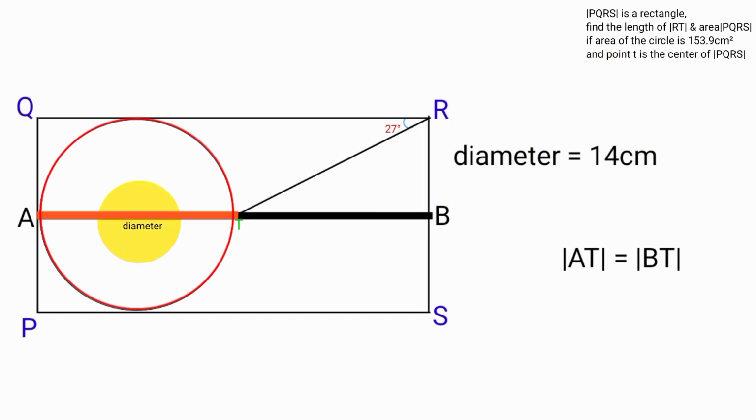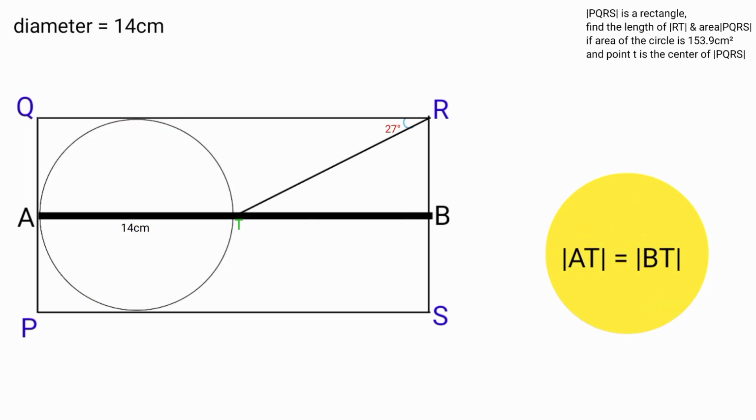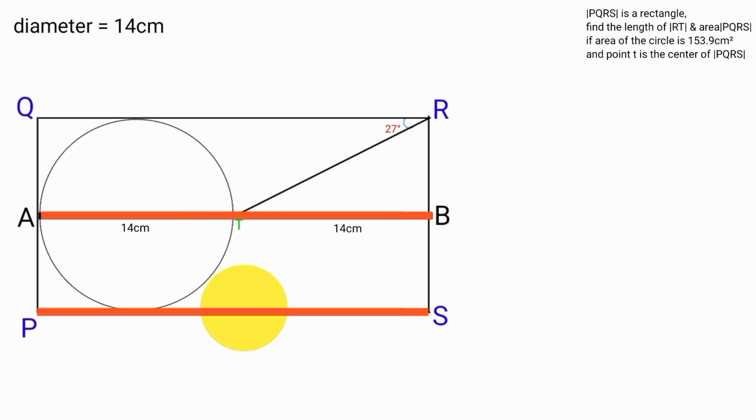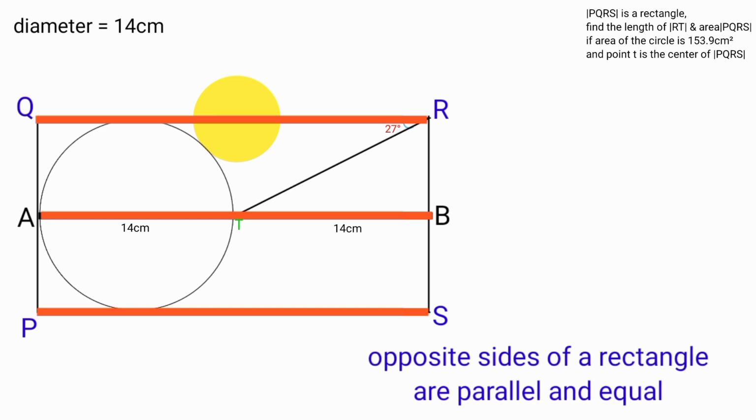And that implies that this line AT is 14 centimeters in length. But recall we established that line AT equals line BT, so this is also 14 centimeters in length. Now if you look, since this side is parallel to this side of the rectangle, it must also be parallel to this side as well, because opposite sides of a rectangle are parallel and equal in length. So since this is 14 centimeters plus 14 centimeters, which is 28 centimeters, this and this must also be 28 centimeters.